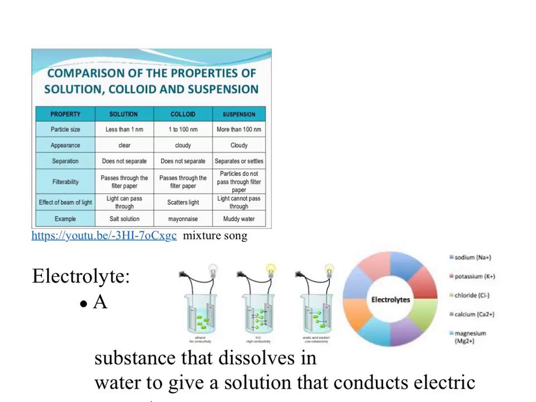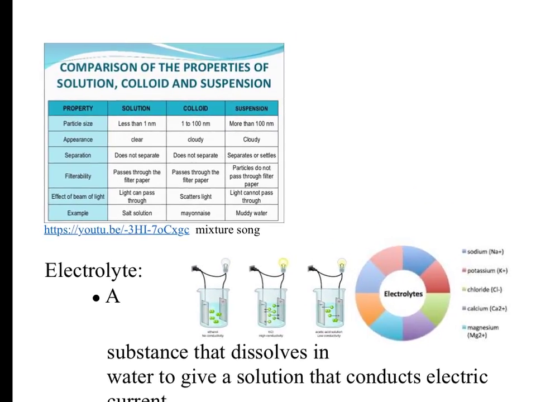So you can check out this chart here. It's going to talk about the particle size and properties of each of the three types of mixtures that we're talking about: solutions, colloids, and suspensions. And I would take a look at that, and that is going to be a summary of those notes that we just had.